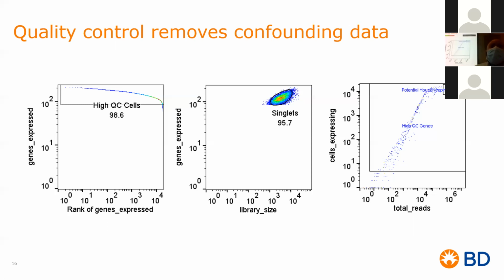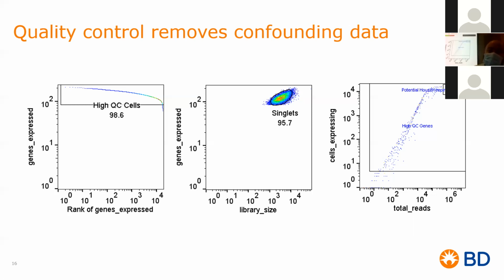Next, although we did run this on what we call a scanner as part of the Rhapsody, which removes doublets, I still went ahead and did a little bit of extra work on my own to remove any doublets that may have snuck in. About 4.3% did sneak in, which is really low, but still, we want to remove those.